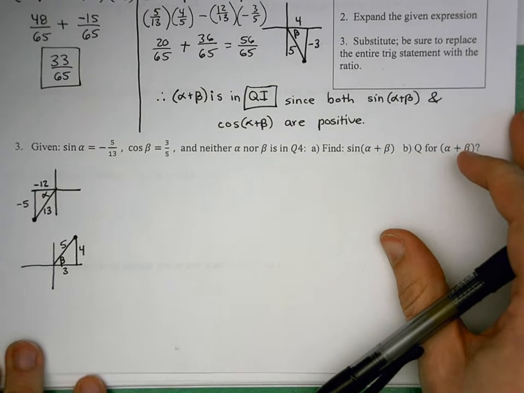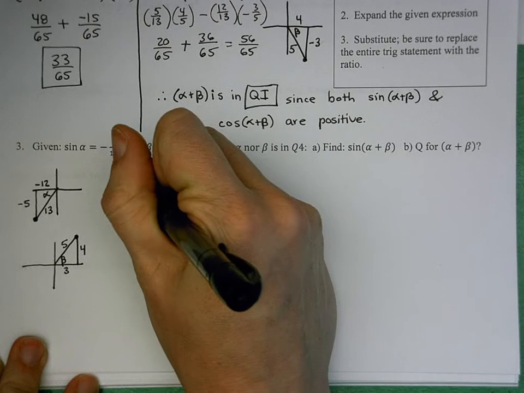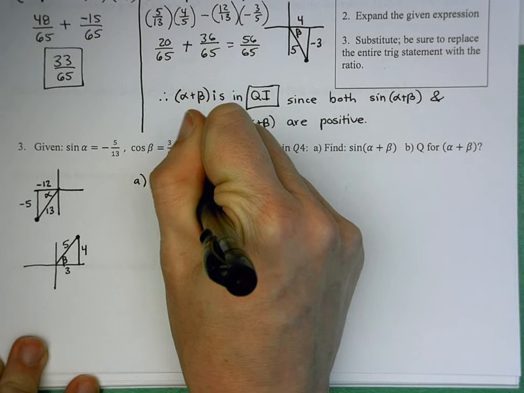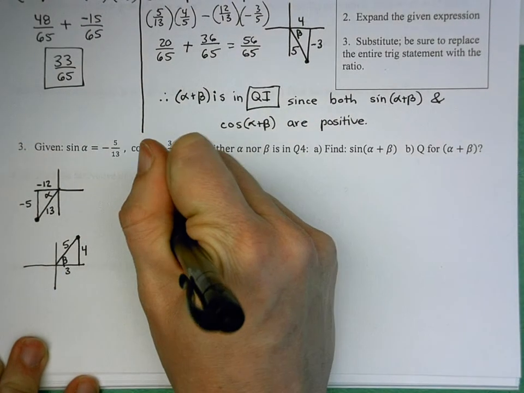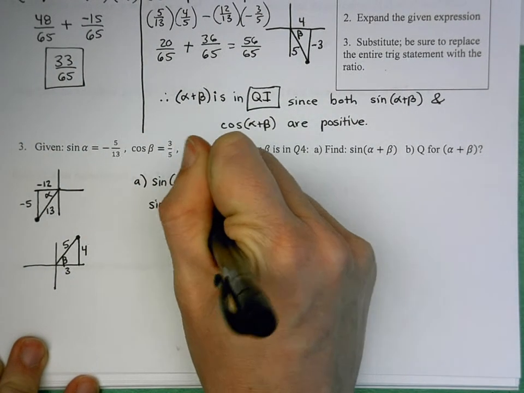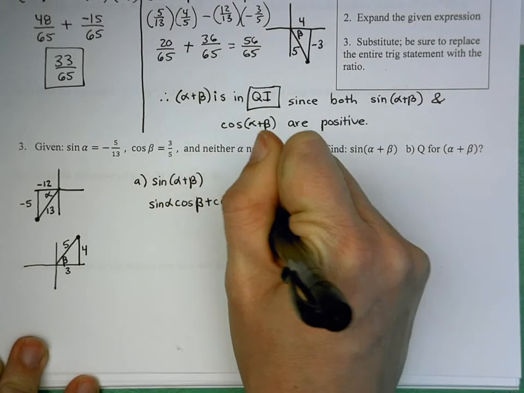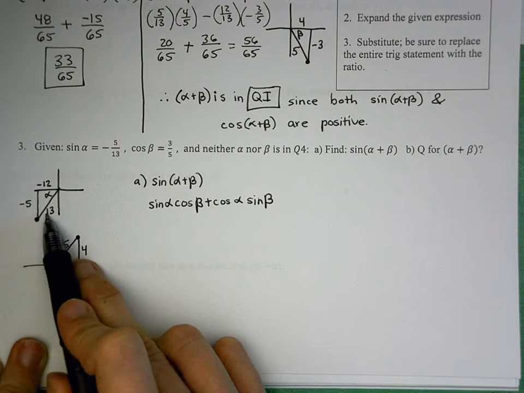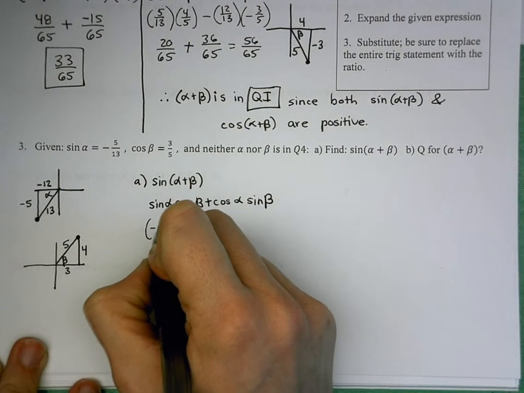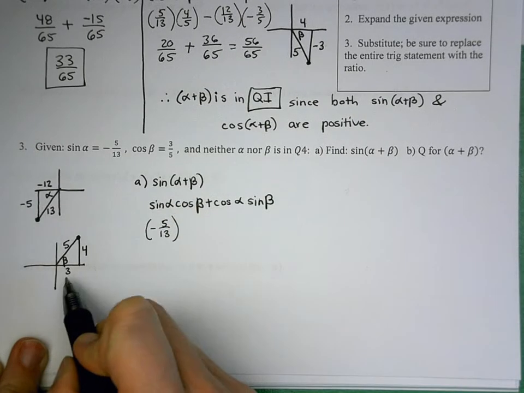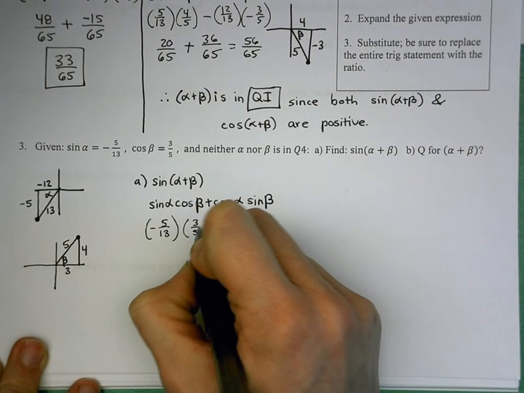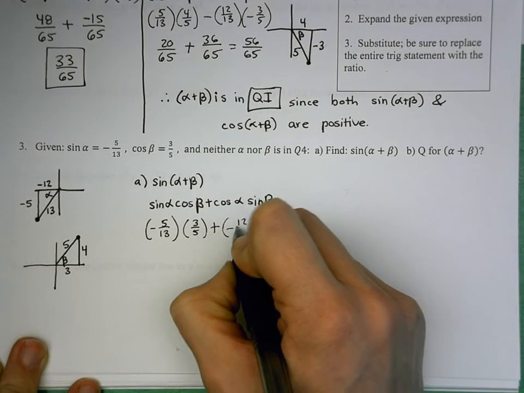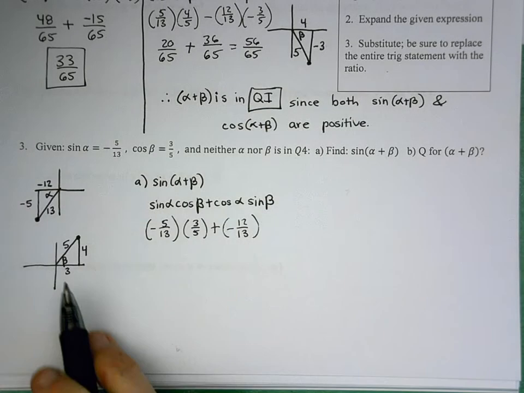Now that we have those, we can go ahead and solve our problem. So A is up first. We're going to go ahead and find sine of alpha plus beta. So let's go ahead and expand it. Sine alpha cosine beta plus cosine alpha sine beta. And now we can plug in our terms. Sine of alpha would be -5/13. Cosine beta is 3/5. Cosine alpha is negative 12/13. And sine beta is 4/5.